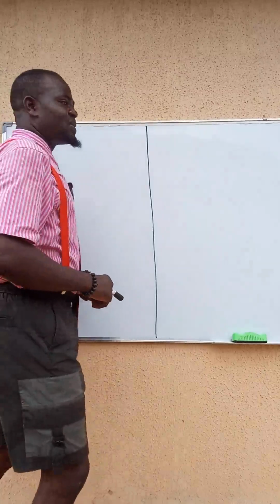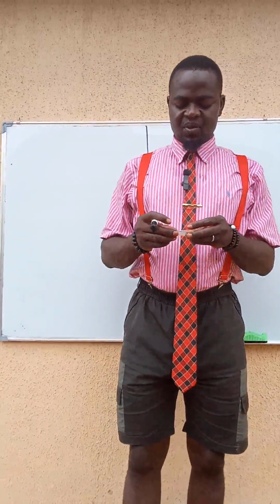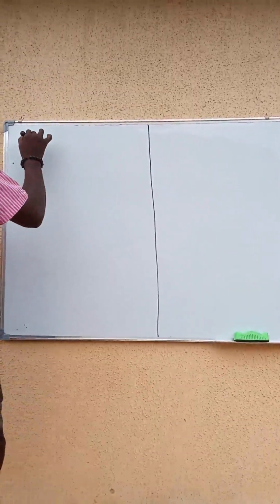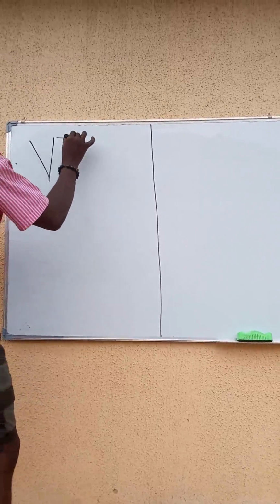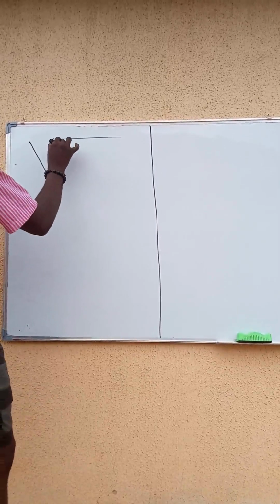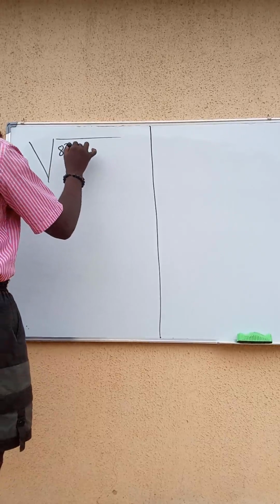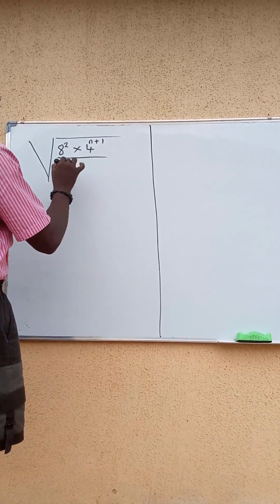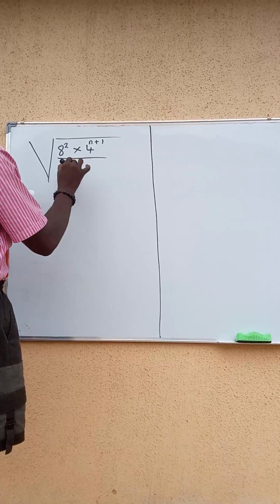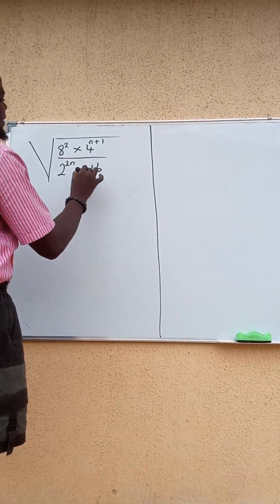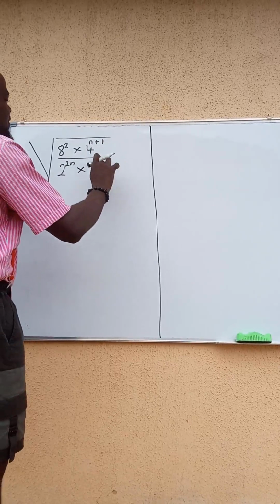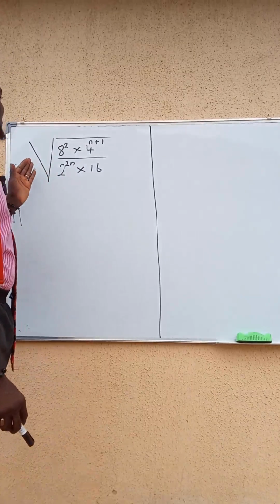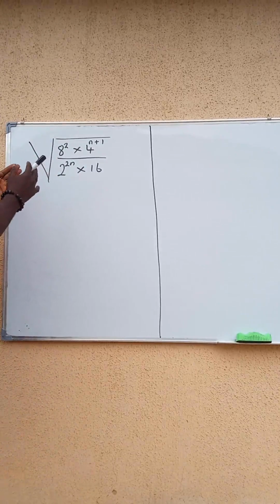And there was a question on TikTok that was posted. They said the square root of 8 raised to the power of 2 multiplied by 4 raised to the power of n plus 1 over 2 raised to the power of 2n multiplied by 16 is the question. This is an indicial equation.